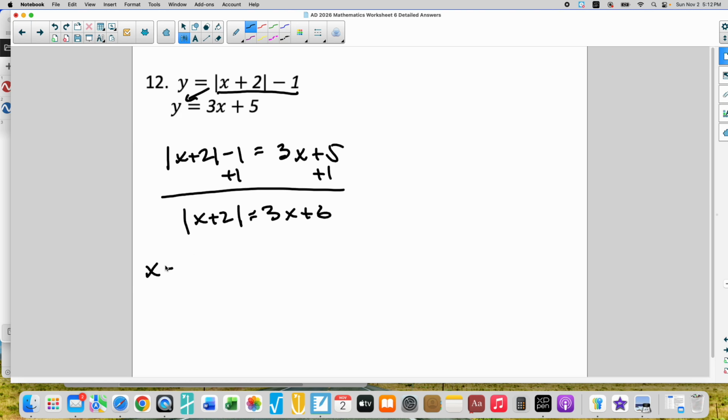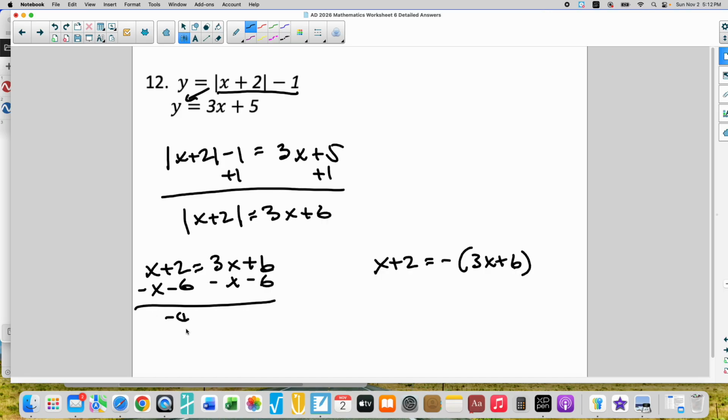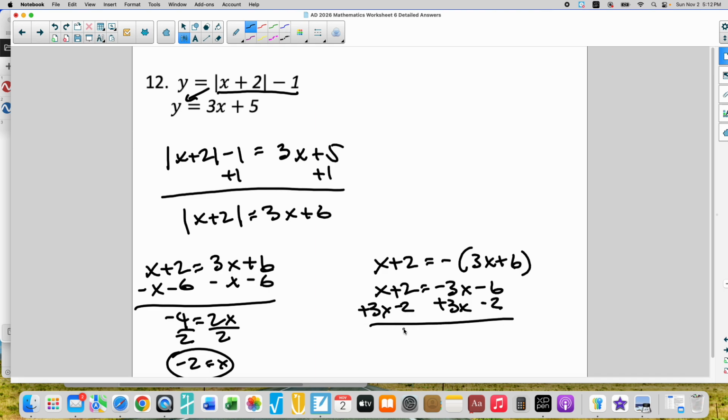Let's write our two statements. X plus 2 equals 3x plus 6. And the other one is going to be x plus 2 equals the opposite of the quantity 3x plus 6. Let's minus the x. Let's minus the 6. Negative 4 equals 2x. Divide by 2. Negative 2 equals my x value. X plus 2 equals negative 3x minus 6. Let's add 3x. Let's subtract 2. We get 4x equals negative 8. Divide by 4. And we get x equals negative 2 again.